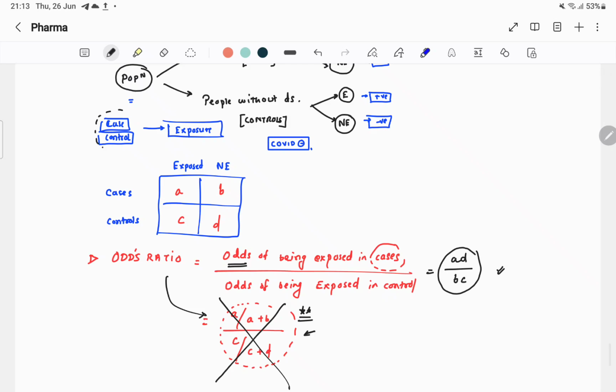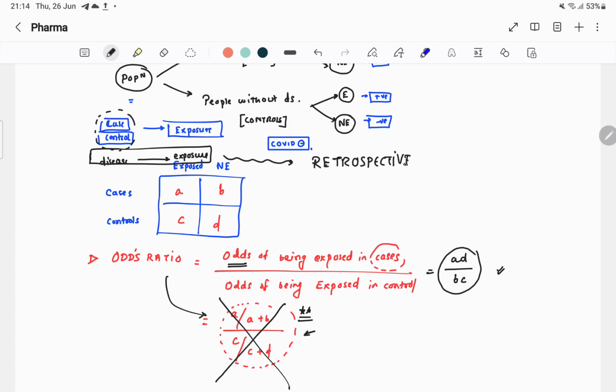Okay. So here we are going from disease. Case or control means we are talking about the disease. So we are going from disease to exposure. We are first talking about the disease, then we are measuring the exposure. So this direction is called retrospective.